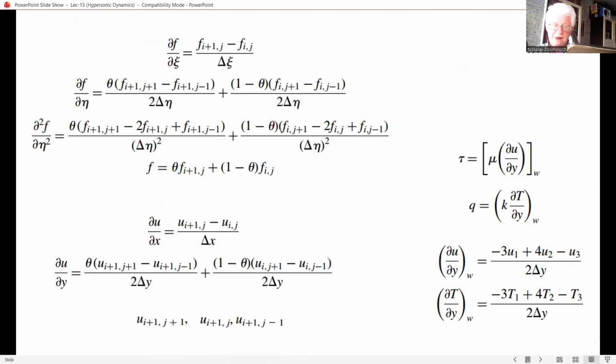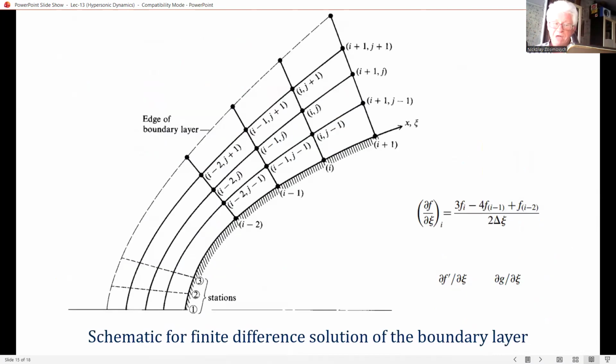The preceding steps are repeated for the next downstream location, say station 3. Remember station 1 at the bottom, 2 and station 3 in this figure. In this fashion, by repeated application of these steps, the complete boundary layer is computed, marching downstream from a given initial solution.